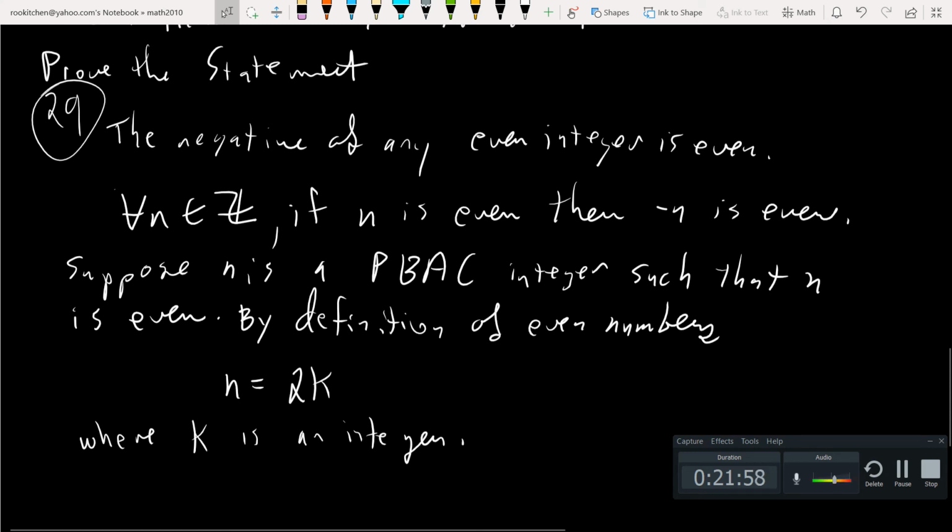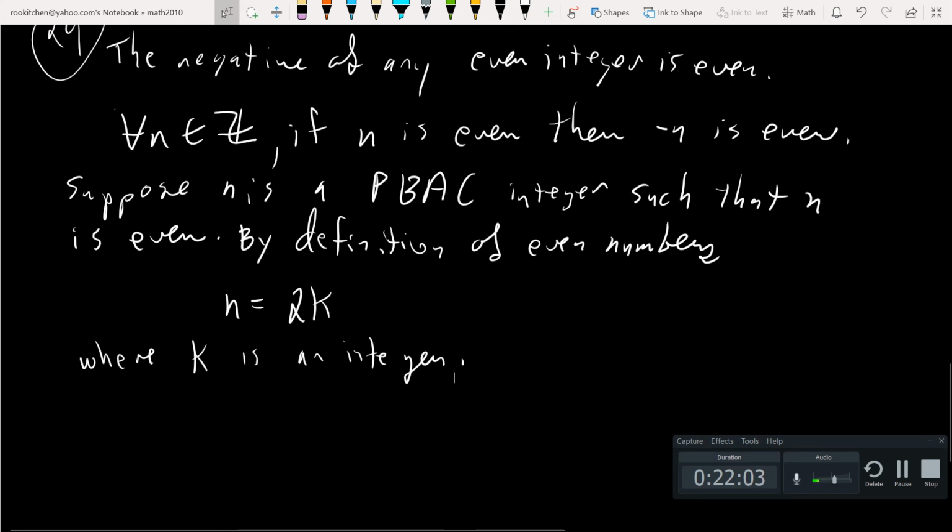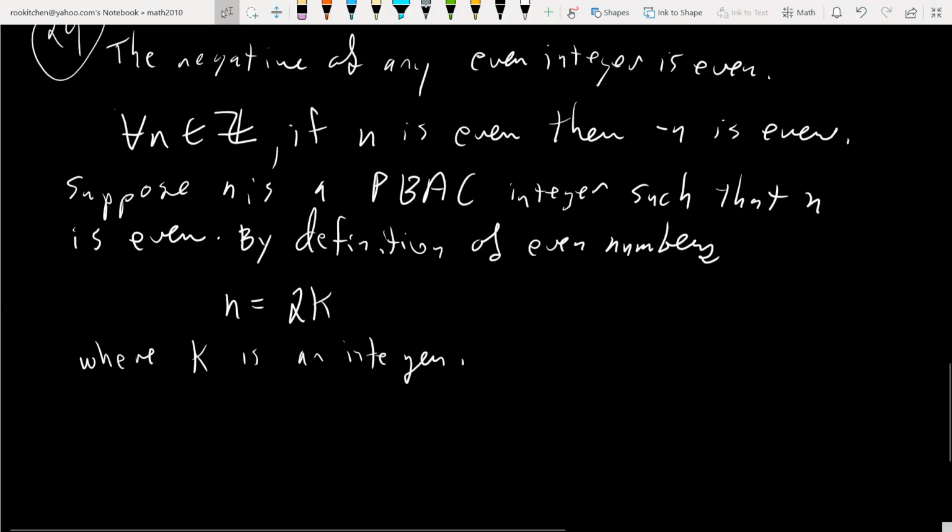Right, so anyways, where are we? Negation of any even integer is even. For all n in Z, if n is even, then negative n is even. So we're supposing n is a particular but arbitrarily chosen integer such that n is even. By definition of even numbers, n equals 2k, where k is an integer. Okay, we want to show that negative n, so we're aiming at showing that negative n is also even. So we can use our properties of equality to finish this off.